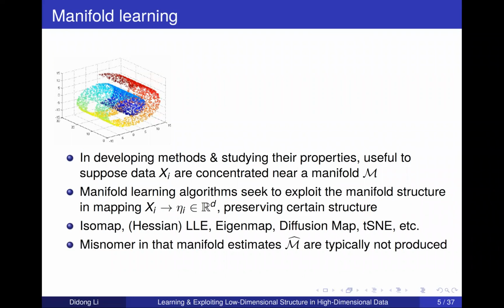The misnomer is that the manifold estimate M hat is not produced by these algorithms. Actually, the outputs of these algorithms are just the latent factors eta_i, but we don't know what the manifold looks like. For example, for a Swiss roll, if you run these algorithms, you will see a two-dimensional embedding, or two-dimensional coordinates in the latent space, but you cannot see the spiral in R^3 or in a higher-dimensional ambient space. But in some settings, as we will see later in this talk, we do need these manifold estimates M hat.